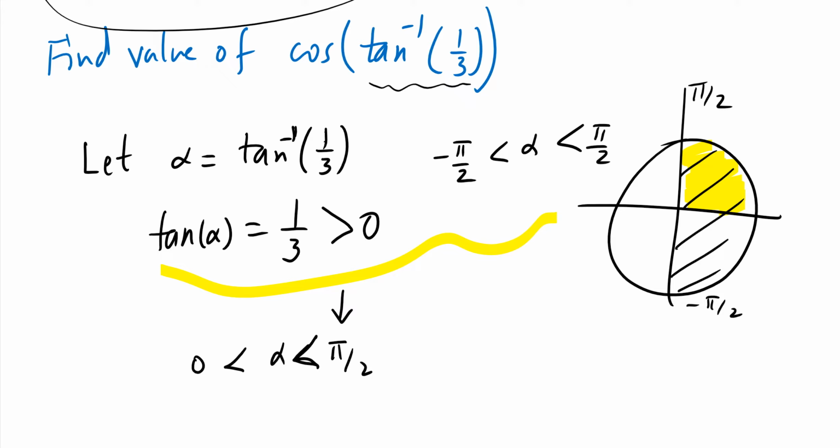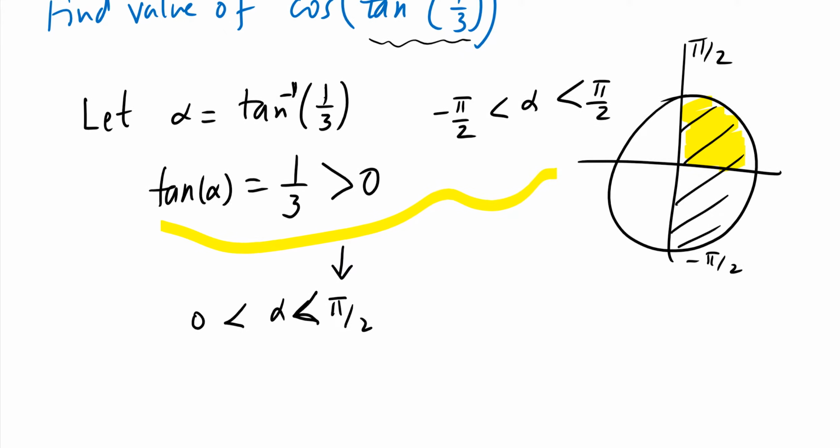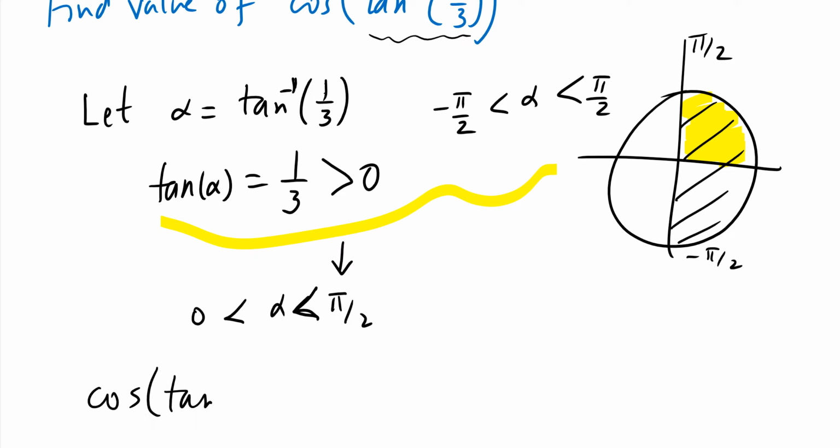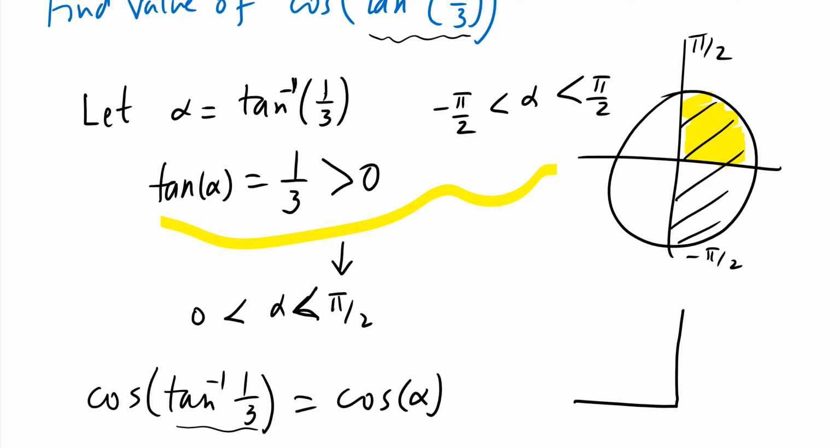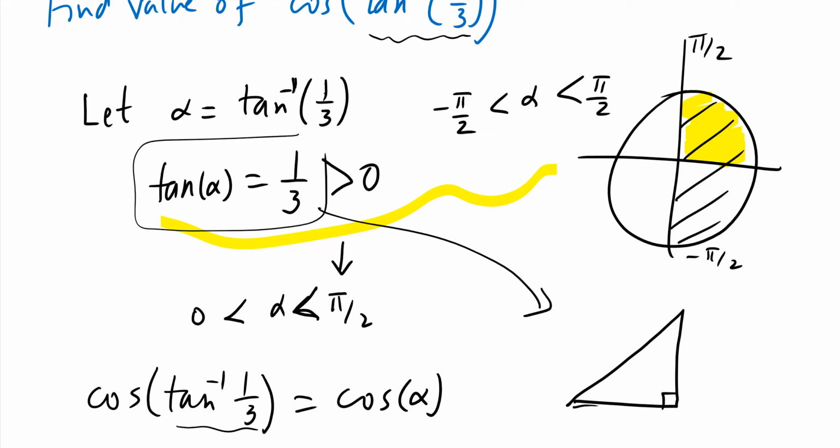So now what am I trying to find? I'm trying to find cosine of tangent inverse of 1/3. So this is cosine alpha, because we assumed this is alpha. How am I going to find cosine alpha? Notice I do the Pythagorean theorem on the triangle. Tangent, by SOHCAHTOA, assuming this is alpha, is the opposite over adjacent. Then that gives me, by the Pythagorean theorem, 9 plus 1 is 10.